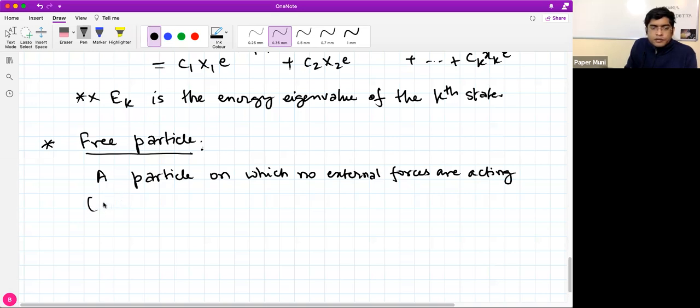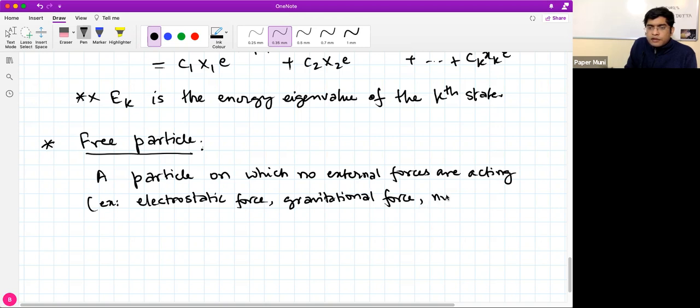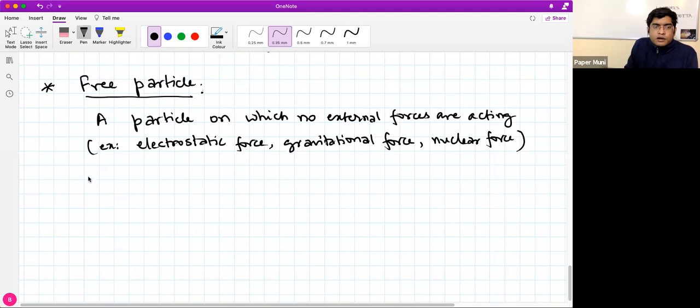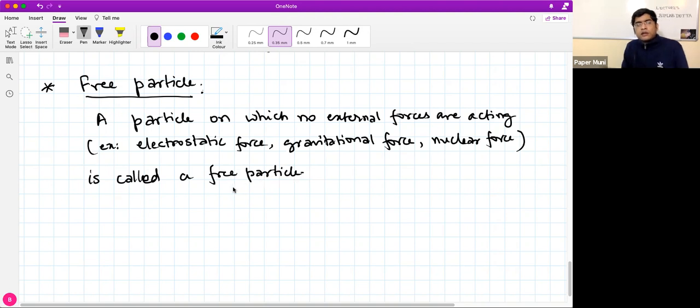Examples of such forces are the electrostatic force, the gravitational force, and the nuclear force. If no forces are acting on the particle, then it is called a free particle.